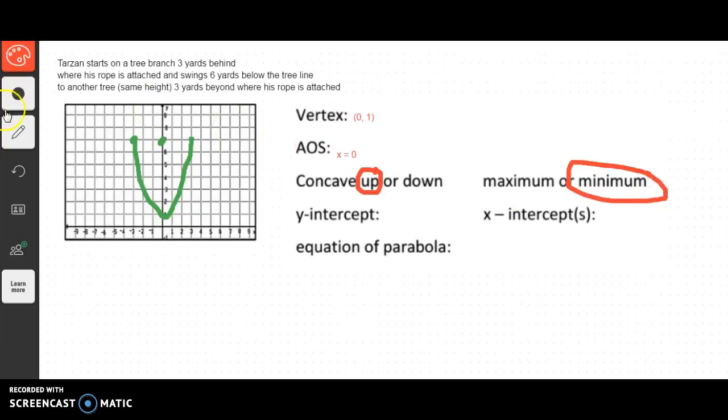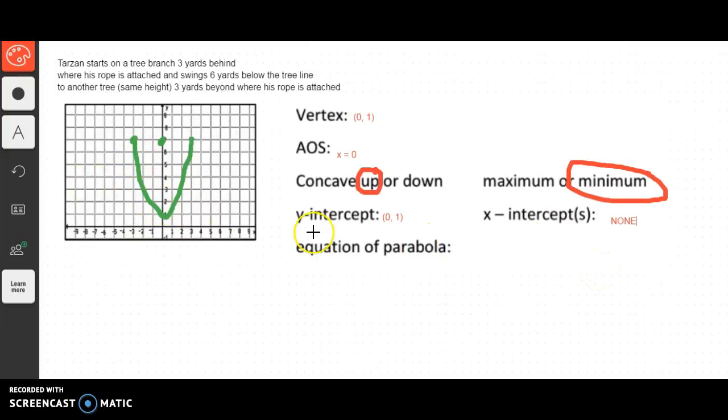Okay. In this problem, it's actually a lot easier to find the intercepts, because it's what I created. So the y-intercept is (0, 1), the same thing as the vertex. And in this situation, you'll notice there are no x-intercepts, which makes sense. At no point is Tarzan going to hit the ground, so there are none.